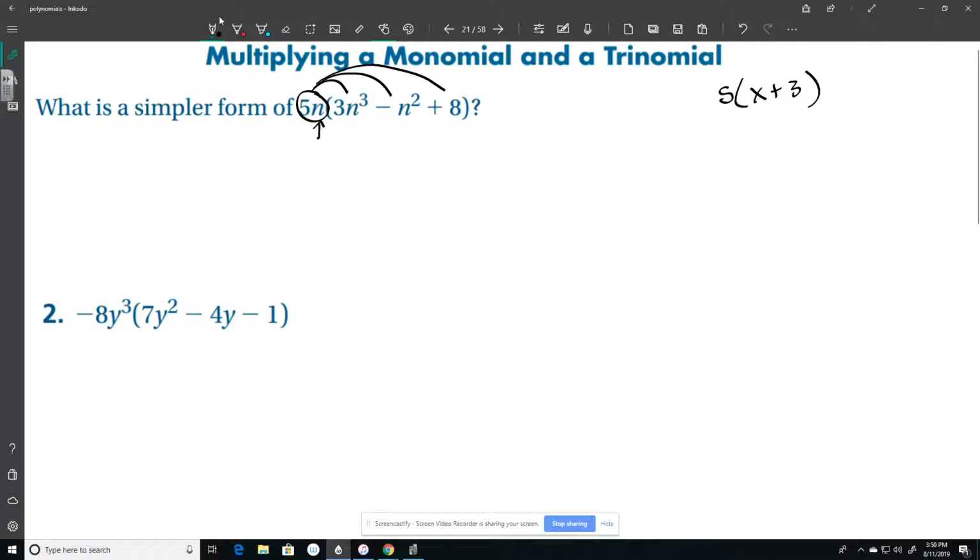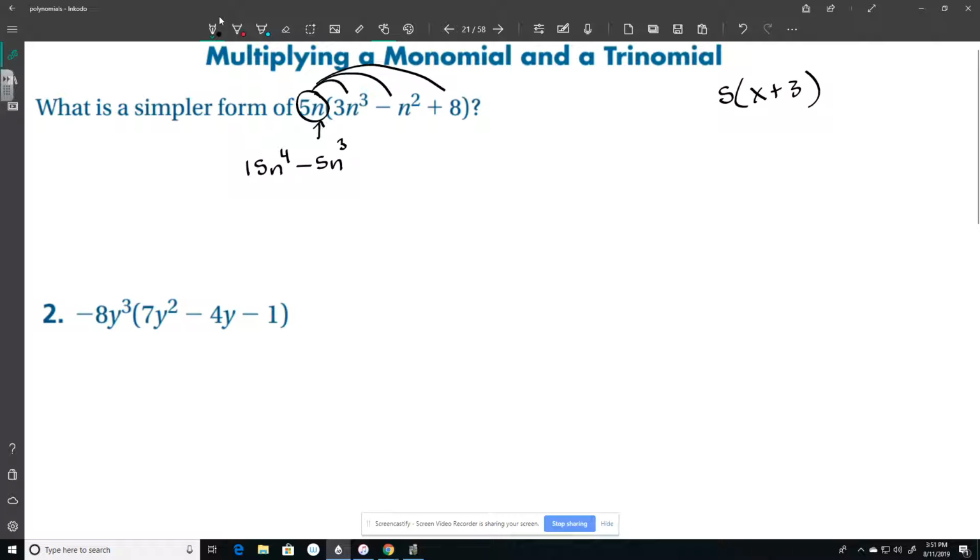So I take 5n and I multiply it by 3n cubed. So 5 times 3 is 15. n multiplied by n cubed is n to the 4th, if you remember that from last week. Then I take 5n and multiply it by negative n squared. Positive times a negative is a negative. 5 times the 1 is 5. n times n squared is n cubed.